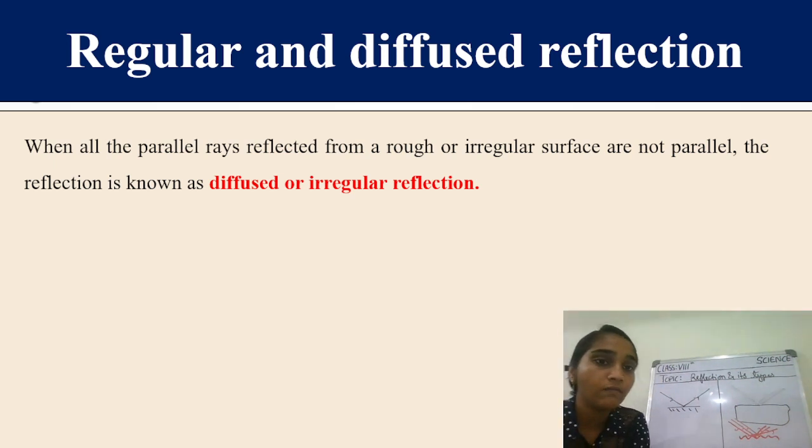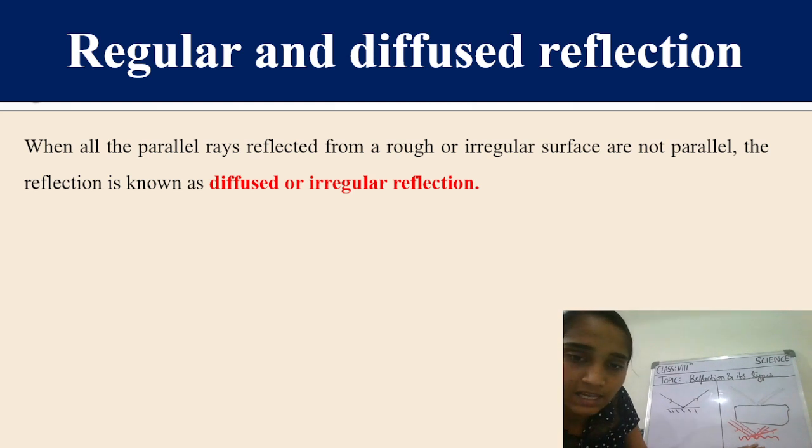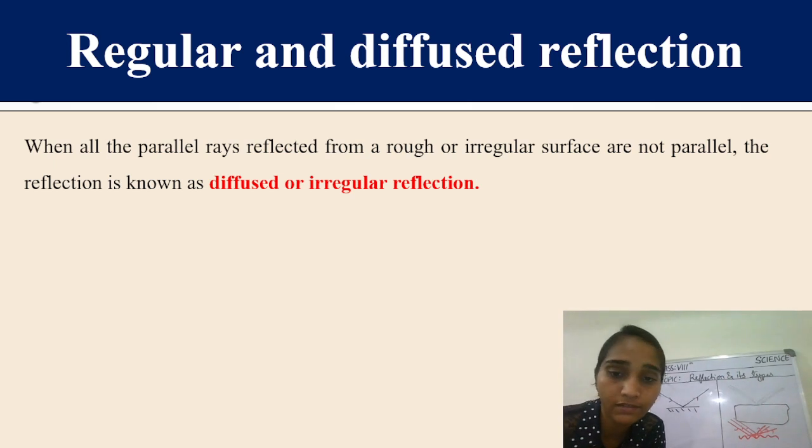Very good, students. So we can say when all the parallel rays get reflected from a rough or irregular surface, they are not parallel. The rays strike as parallel, but after the reflection they are not parallel. This type of reflection, which you have seen in the activity also, is called diffused or irregular reflection. Which was the material on which you have seen the diffused reflection? Yes, that was the wood. Very good, students. Now let's proceed ahead.